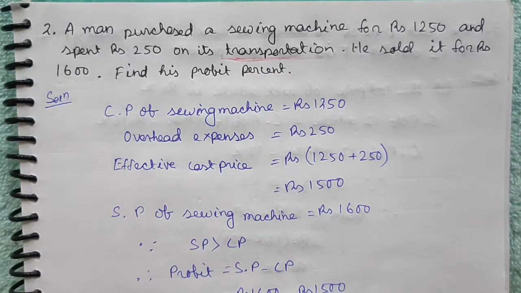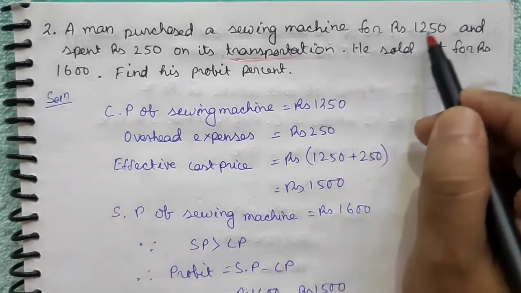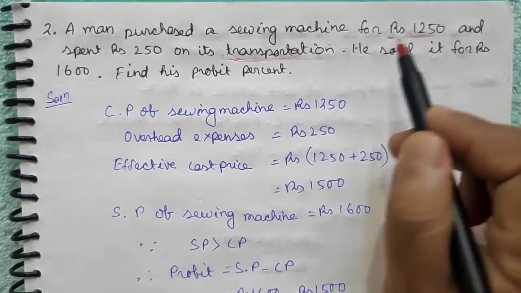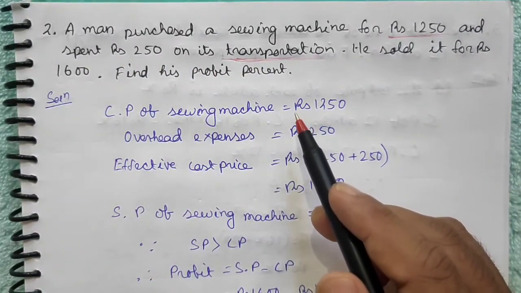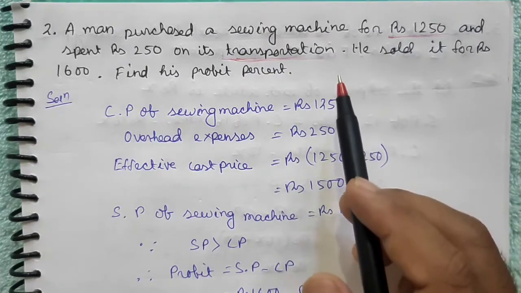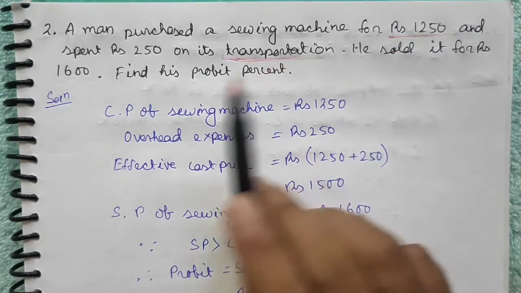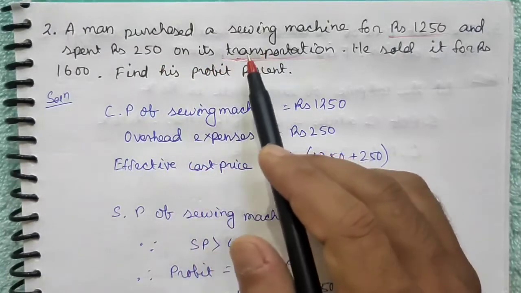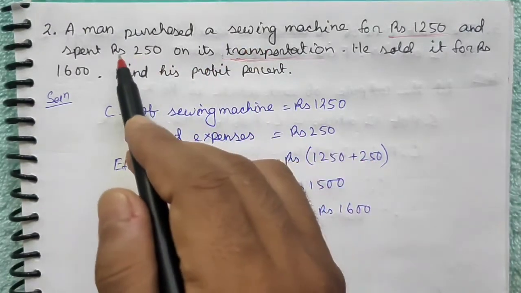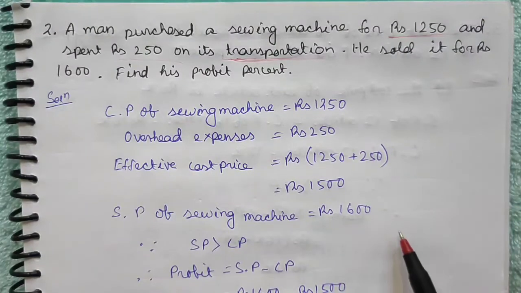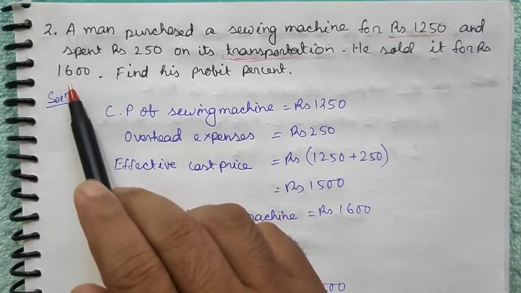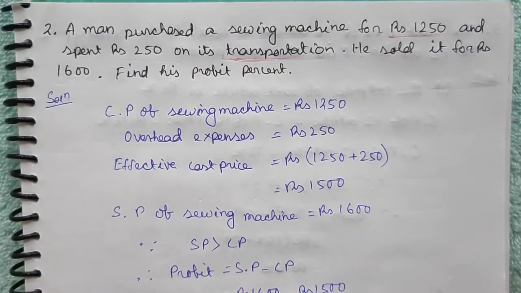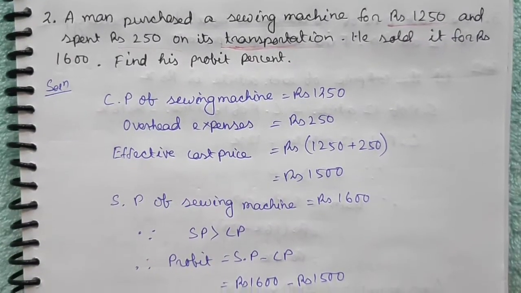Okay, so here the man purchased a sewing machine worth rupees 1250 and then spent 250 on its transportation, that is from the shop where he had bought this sewing machine to bring it to his home or to his shop, he had spent rupees 250 on transportation. Okay, this word is very familiar. I hope you could understand. Now he then sold it for rupees 1600. Okay, now find his profit percent.